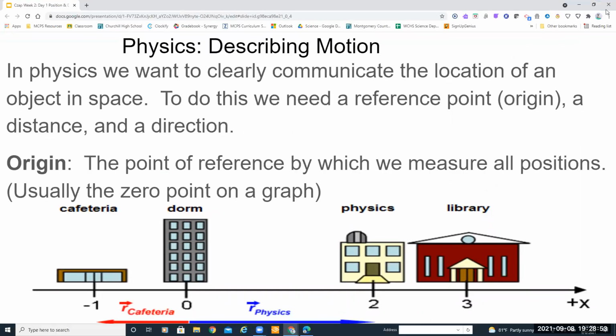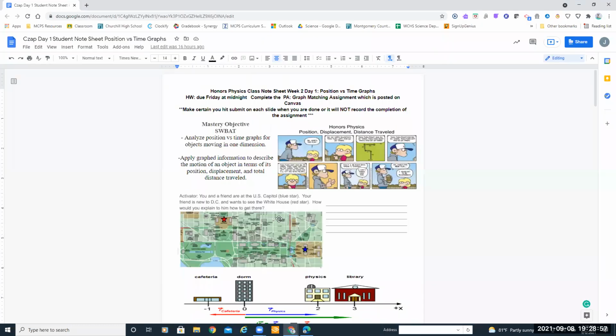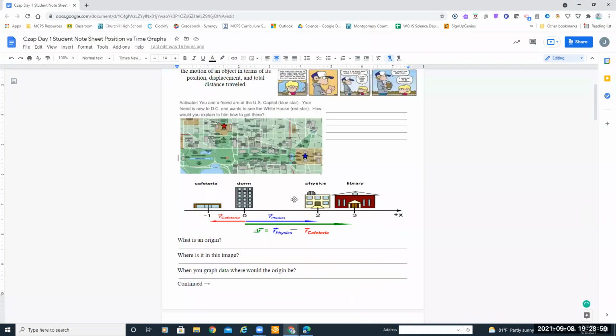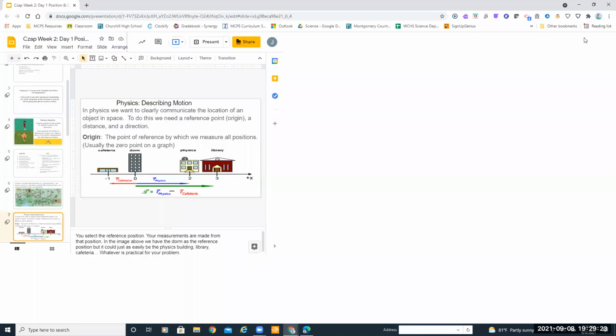So if we go back to our note sheet here, you're given that illustration, you're given 3 questions. What is an origin? Where is it in this image? Which building, cafeteria, dorm, physics, library, which building represents the origin in this image? And when you graph data, where would the origin be? So pause for a moment to complete your note sheet. I'm going to put the definition back up.